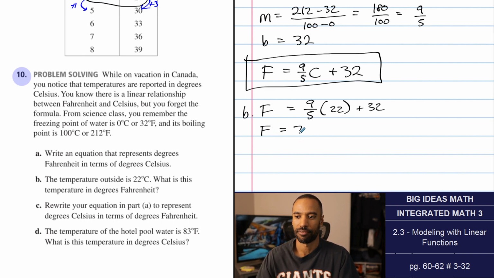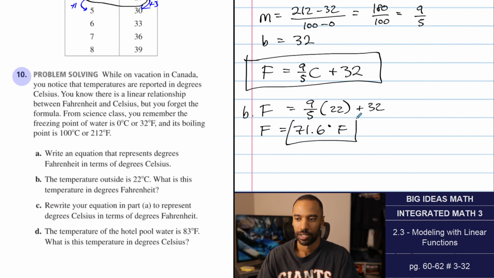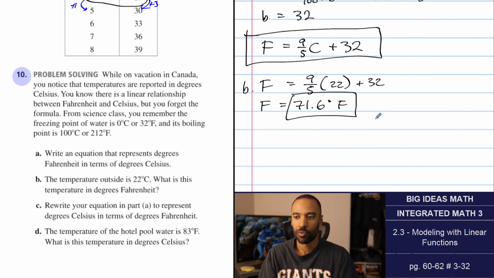So exactly 71.6 degrees. It's Fahrenheit. I know that's weird to show the F and the F here, but I'm just going to say it like that. 71.6 degrees Fahrenheit outside. Pretty good temp.